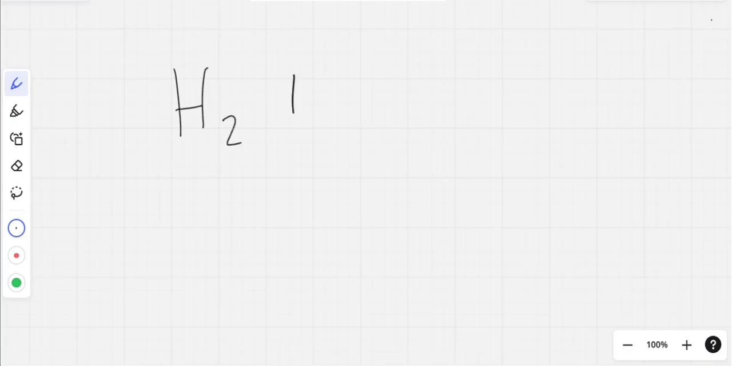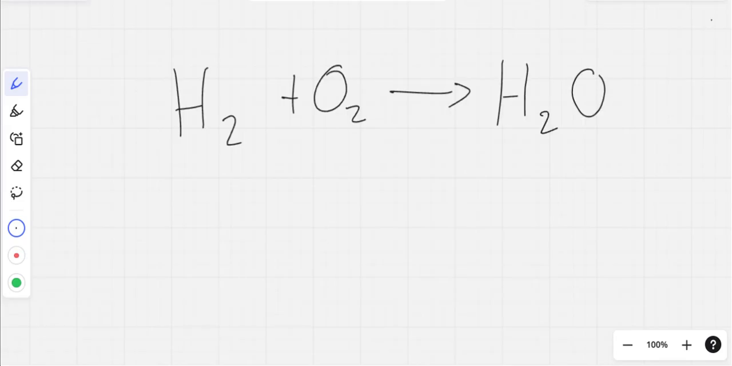So on the left side of a chemical reaction you have the reactants, and on the right side you have the end products. So we can use an example here such as H2 plus O2 as our reactants and H2O as our product. So this simple example just states that hydrogen gas reacts with oxygen to make water.